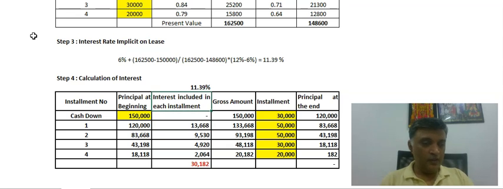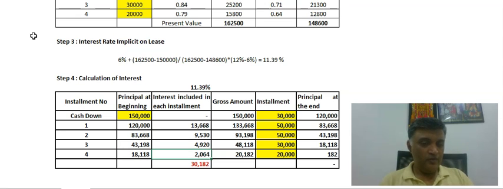Now, if you look at the total interest, it's 30,182. A small rounding difference is always there. We determined that the total interest is 30,000, right? The difference between 1,80,000 and 1,50,000, but we can round it off and say it's around that. So this is the individual interest included in each of the installments. So first year it's 13,668, second year is 9,530, third year is 4,920, fourth year is 2,064. There's a small rounding difference of 182 rupees, which we can definitely adjust and close off.